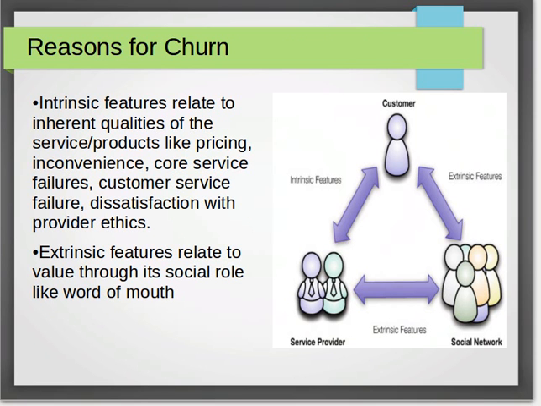The reasons for the churn can be divided into two categories: intrinsic and extrinsic. Intrinsic features relate to inherent qualities of the service or products like pricing, inconvenience, or dissatisfaction with provider ethics, while the extrinsic features relate to value through its social role, like word of mouth.